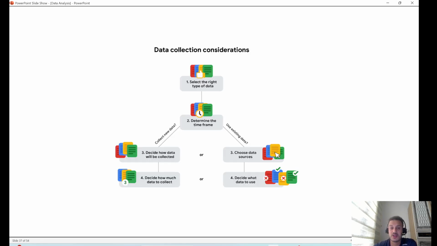Data collection: select the right type of data, then determine the time frame. If you don't have time, use existing data. If you have time, then collect new data. Choose the data source and decide what data to use, then decide how the data will be collected, and decide how much data to collect. So this is the time frame and how you work with data collection considerations.